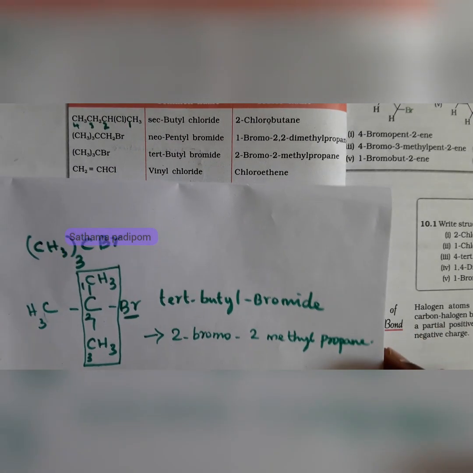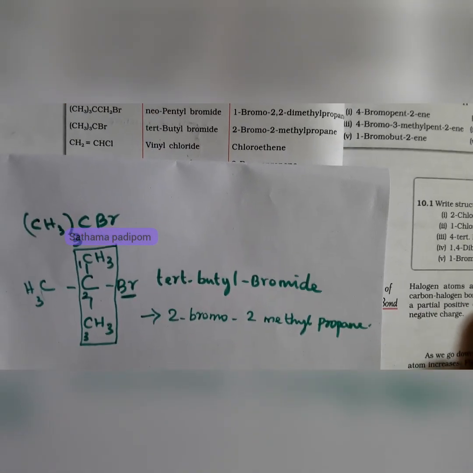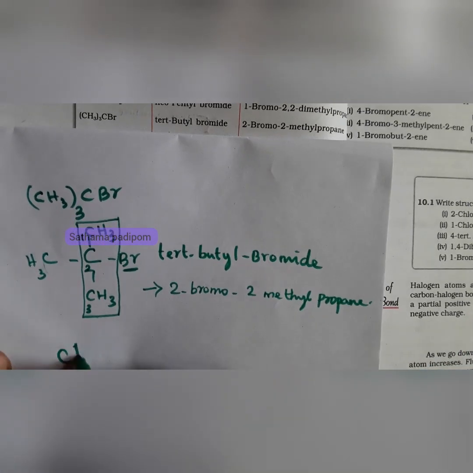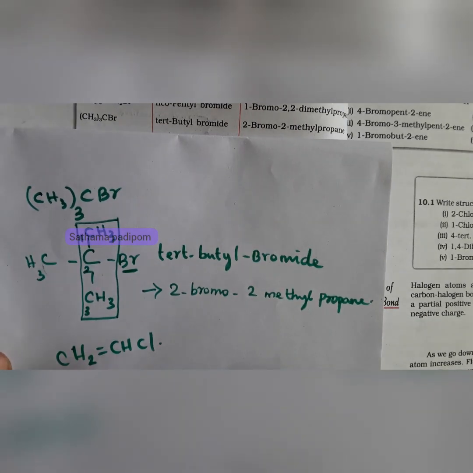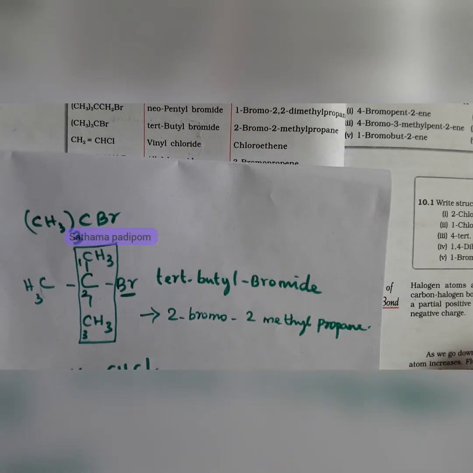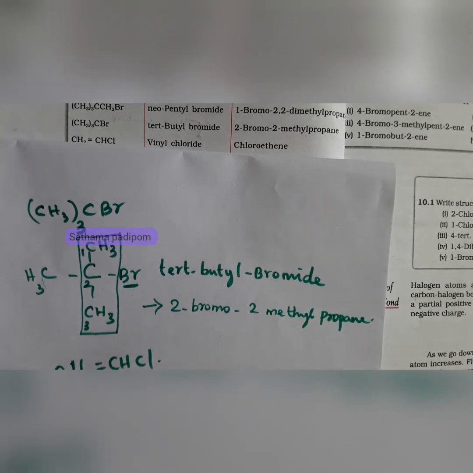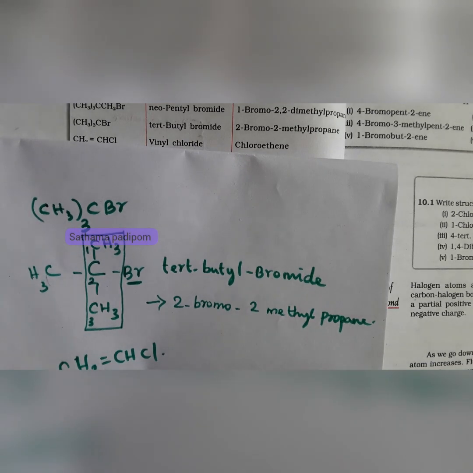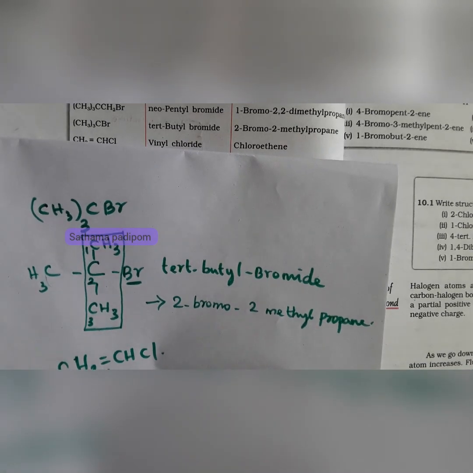Okay, next one CH2 CHCl. Okay, so it's with a double bond, CH2 double bond CHCl. Okay, how will you give the name for this? This is vinyl chloride. Okay, and the IUPAC name is chloroethene. Ethene, because double bond is there, so name is ethene.